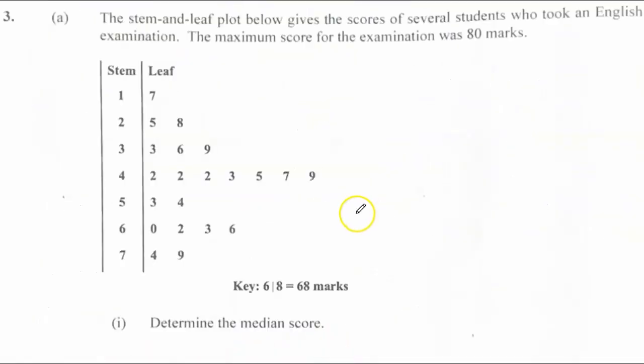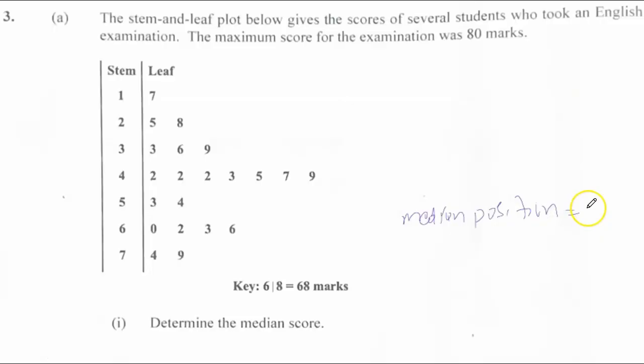Now on to the third question. The stem and leaf plot below gives the scores of several students who took an English exam. The maximum score for the exam was 80, so we can see the high score here is 79. The lowest score here is 17. Determine the median score. So to get the median score, we need to find the median position. So the median position, that's the middle number.